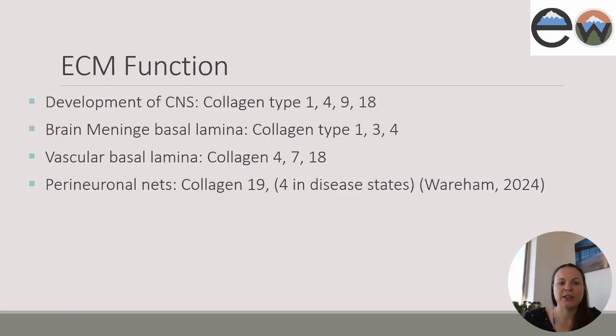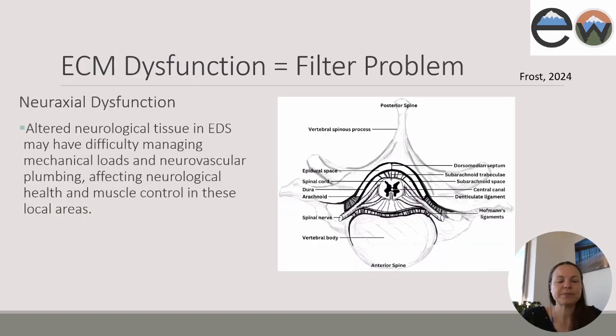But in looking, so far, at the extracellular matrix and the structural components that go into developing the central nervous system, collagens type 1, 4, 9, and 18 seem to play an important structural role. The brain meningeal basal lamina, so layers surrounding the brain now, collagens type 1, 3, and 4. The vascular basal lamina, so more of the vascular surrounding components, 4, 7, and 18. And 7 do a lot of barrier protection around our vasculature and other tissues as well. And then the perineuronal nets, collagens type 19. But for disease states, with this article, there's more coming out about the perineuronal nets, which I do think are important for the excitability component, which we'll talk about in just a moment.